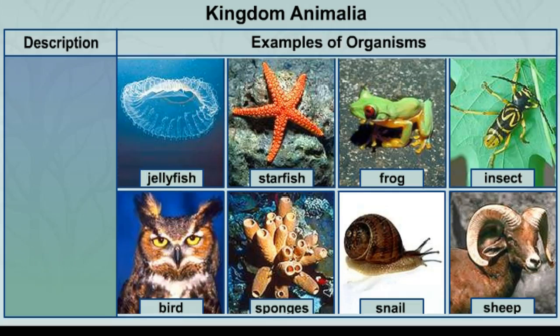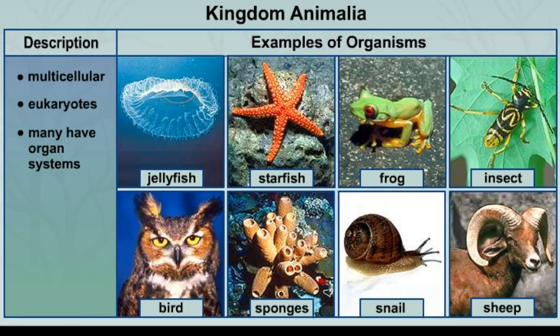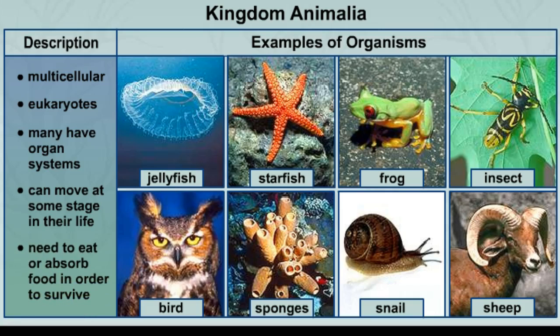All organisms in the kingdom Animalia are multicellular eukaryotes. Many animals have complex organ systems. They can move at some stage in their life. All animals need to eat or absorb food to survive.